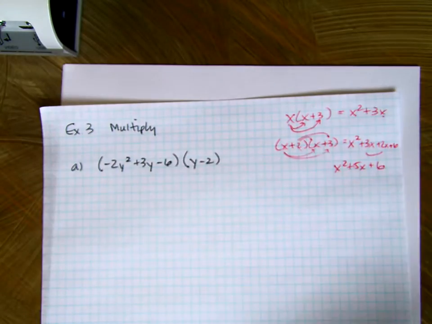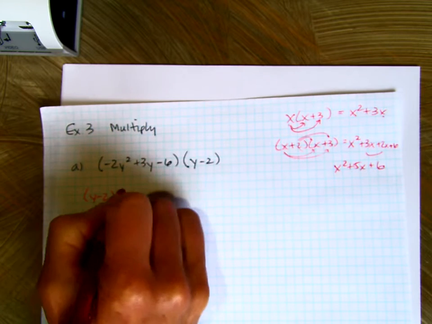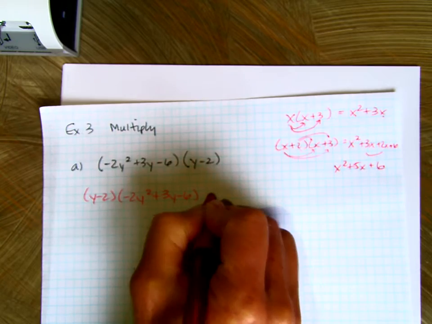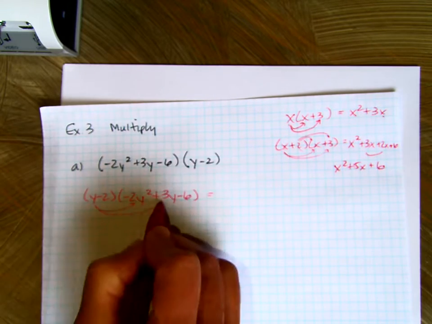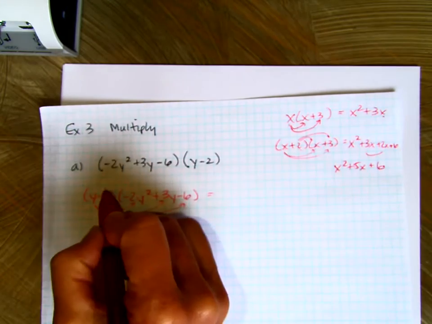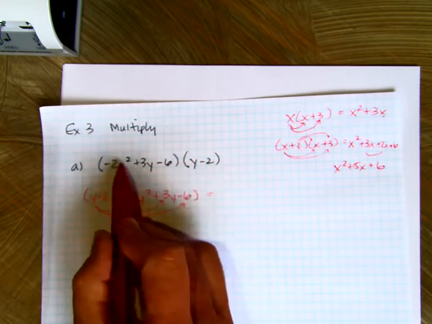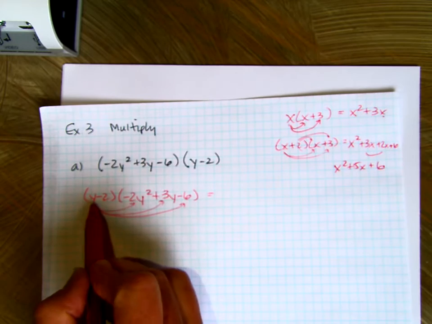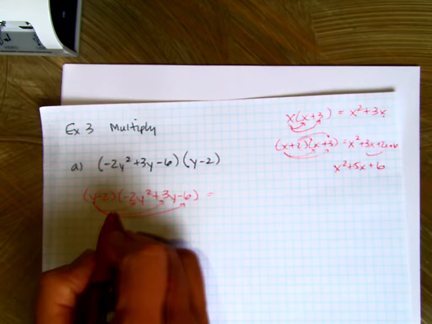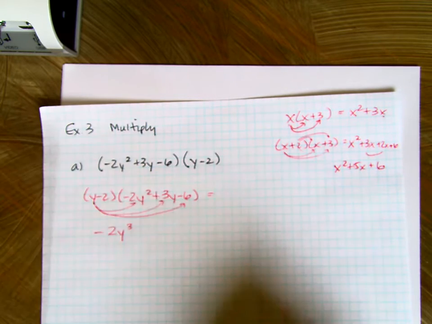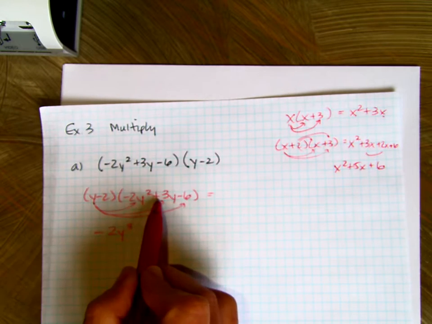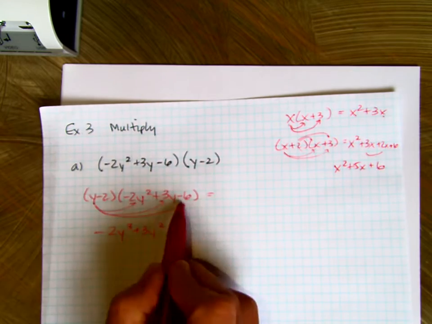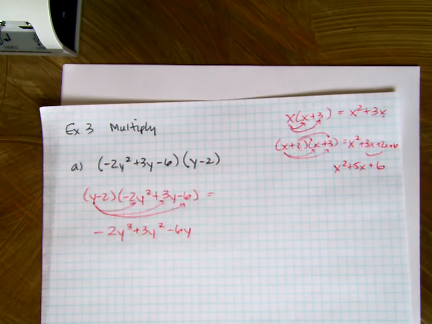And so when I look at this, I would prefer to write it like this. It doesn't matter. Oh, here we go with the y's again. But I just like the idea of distributing two things versus distributing three things to two. This order makes it a little easier for me. So y times negative 2y squared is negative 2y cubed. Y times 3y is 3y squared. And y times negative 6 is negative 6y.